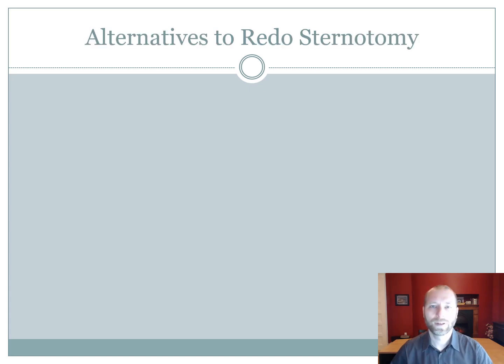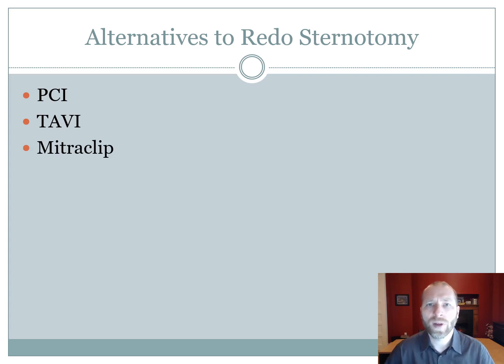Prior to doing a redo sternotomy, you may want to consider some of the alternatives. For somebody that needs coronary work, it may be possible to do PCI rather than having to do a redo CABG. If somebody needs an aortic valve replaced, you may be able to do it with transcatheter aortic valve rather than doing a redo sternotomy. If somebody needs mitral valve intervention, you may be able to do it with a MitraClip rather than doing a redo cardiac surgery. Or if somebody needs a mitral valve or a tricuspid valve, you may be able to get good access through a right thoracotomy rather than doing a redo sternotomy.